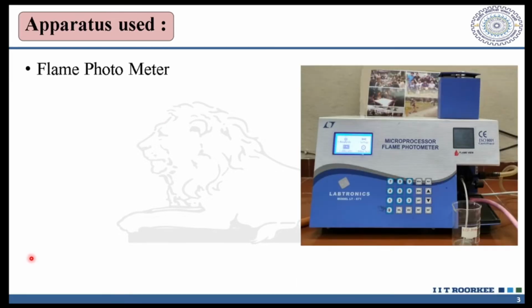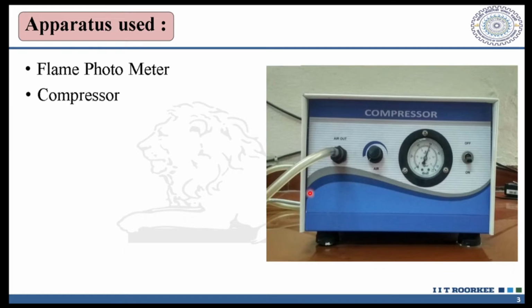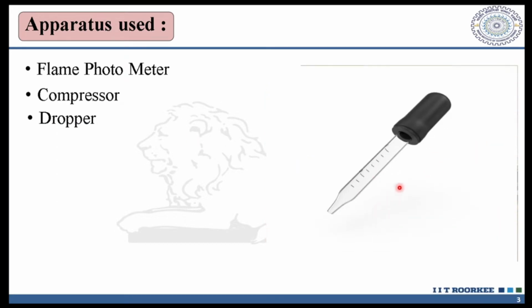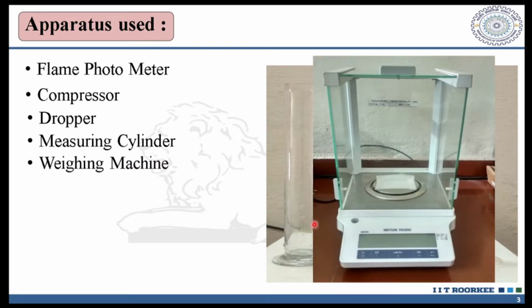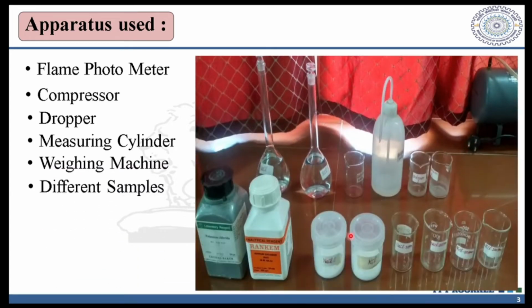Now the apparatus used in this experiment are a flame photometer, a compressor, dropper, measuring cylinder, weighing machine and different samples.